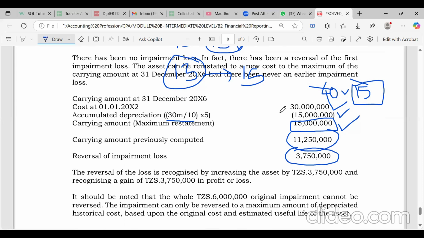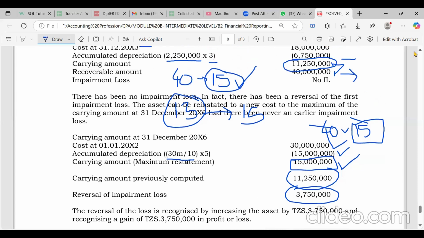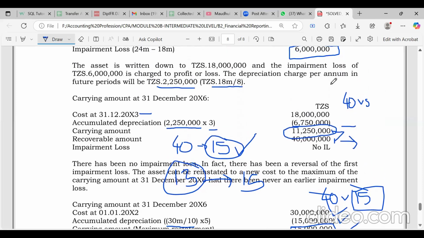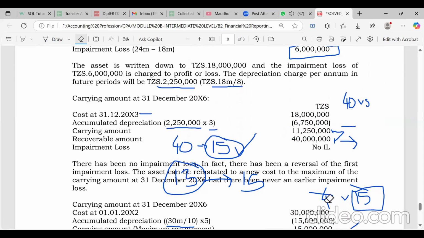I thought we were supposed to add 15 million plus 11,250,000. You add these two. How can you add the two? You cannot add this. Look, I think you overlooked something. Maybe. You must have overlooked something. This is what I've said.